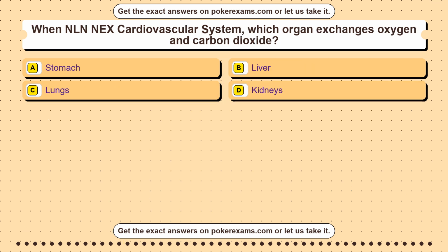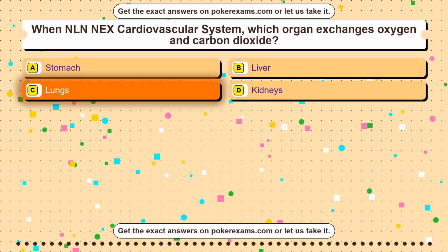Question 19. When has see a 2 biology review, which term describes maintaining internal balance? Option A, osmosis. Option B, digestion. Option C, homeostasis. Option D, metabolism. The correct answer is option C.